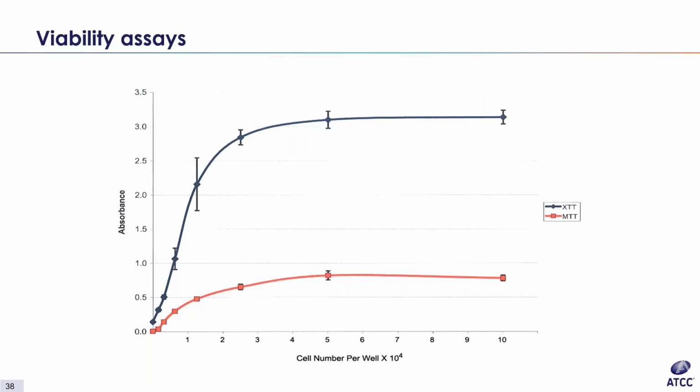So this shows that the XTT kit is more sensitive than the MTT, and that they can read cells between 5,000 to 30,000 cells. With the MTT, the reading is between 5,000 and 15,000 cells. So the XTT assay, because of its fewer steps in the protocol and its increased sensitivity, is generally considered to be a more sophisticated assay.